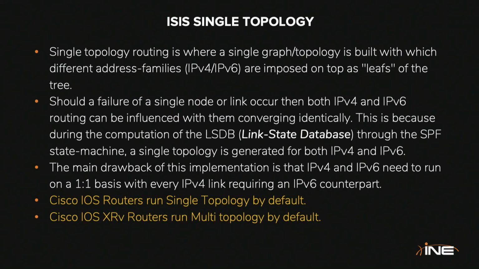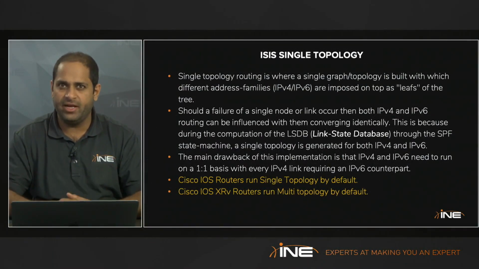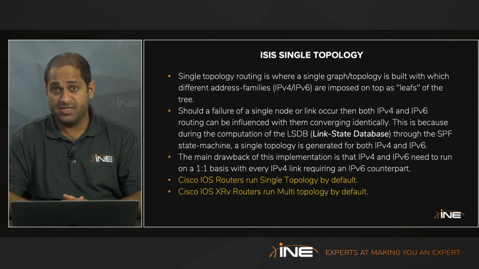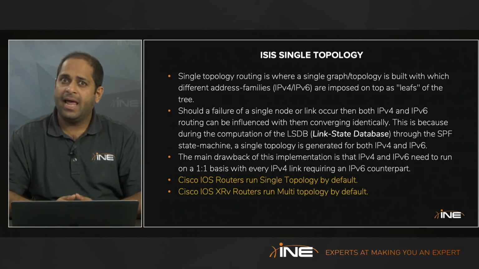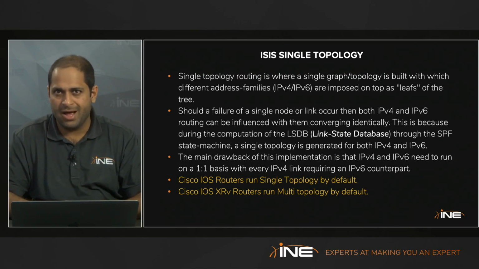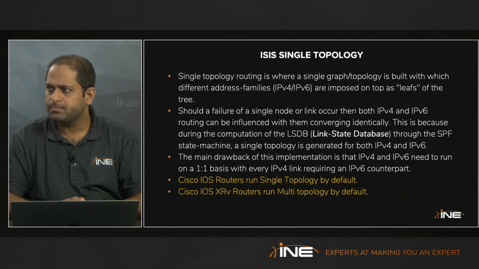The only problem with running single topology is that if there's a single node failure, or let's say a link failure, it would affect both address families, because there's only one database for both. And the advantage is obviously optimization: your CPU goes down, and your SPF calculation goes down, because the SPF is done just once for both address families since I have just one database.